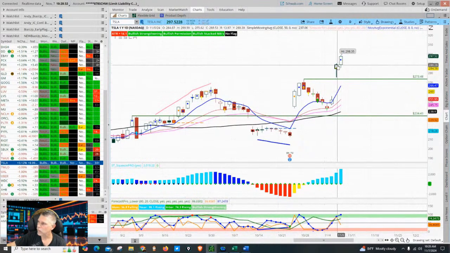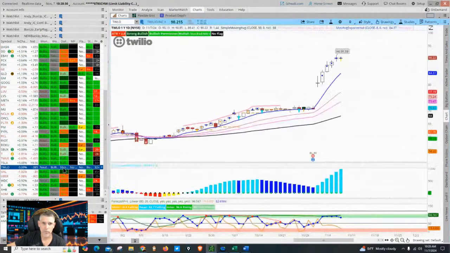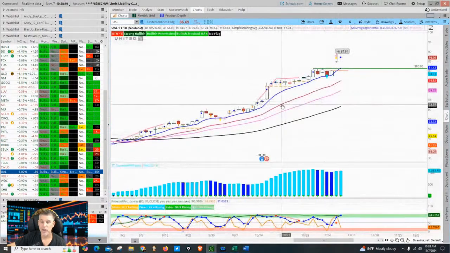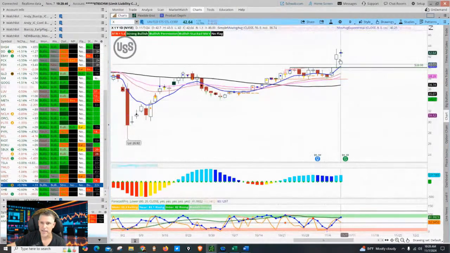Tesla, rocket ship. Twilio, rocket ship. Rocket ship means no setup. UAL, gotta give that. A lot of those airlines gapped up, pause. X, look at that, gap up, pause.